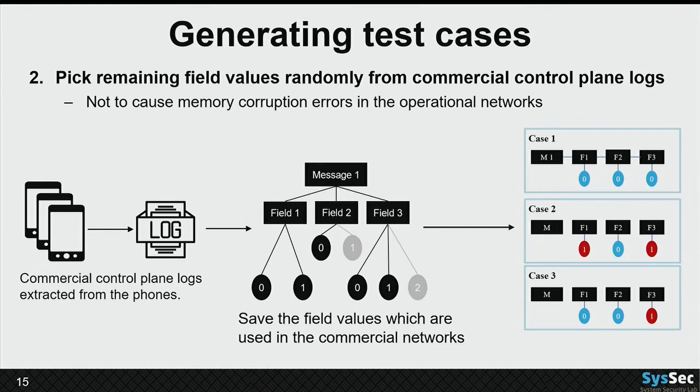So what we have done is randomly picking remaining field values from commercial control plane logs. To do this, we extracted commercial control plane logs over a year, and then saved the field values which are used in the commercial network only. And we just randomly picked those values. Since the field values have been used in commercial control plane logs, it won't cause any memory corruption errors in the operational network.